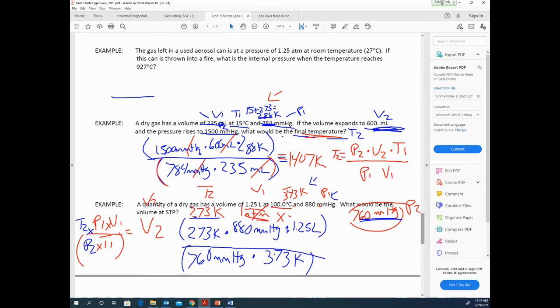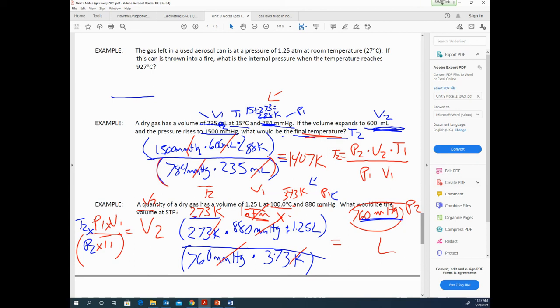Okay, now let's check our units here. Kelvin is on top of Kelvin, those cancel. mmHg is on top of mmHg, so those cancel. Liters doesn't cancel. Liters is a volume unit, and that's what they want me to get to. They're asking me for what's the volume at standard temperature and pressure. So we've done it right.